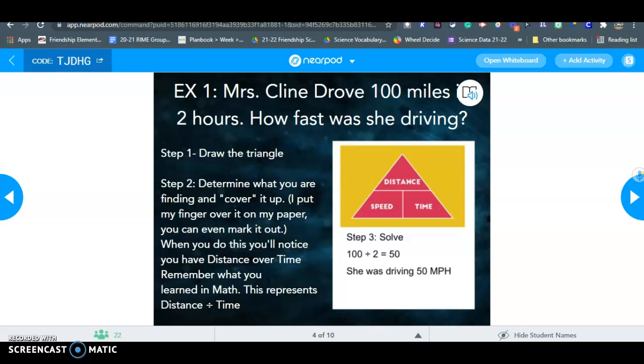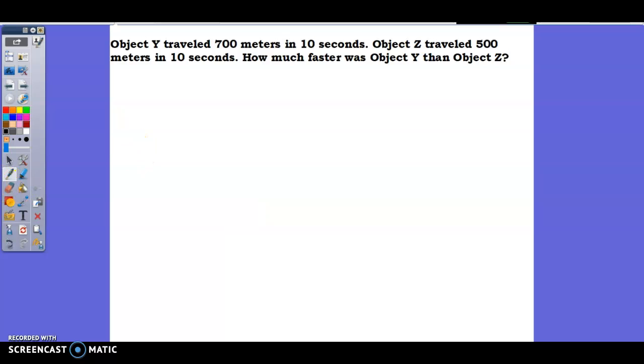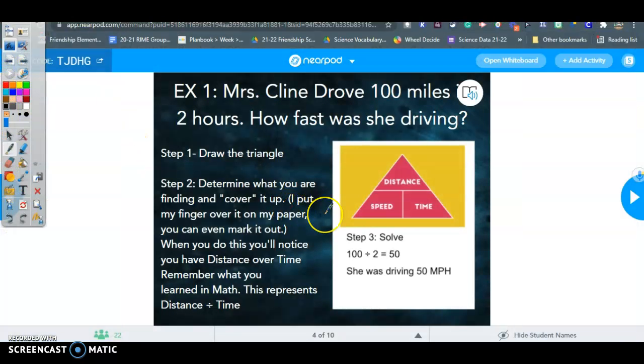Number one, when you are solving a DST triangle problem, the first thing you should do on every single problem is draw the DST triangle. Now, before you do anything, I want you to put this in your notebook. Write distance, speed, and time. Don't just put DST. Distance, speed, time. Get that written down in your notebook.